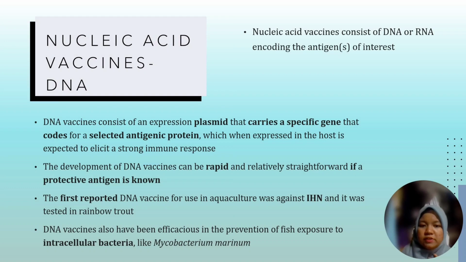We'll go further into the nucleic acid DNA vaccine, which consists of an expression plasmid that carries a specific gene that codes for a selected antigenic protein. The development of DNA vaccine can be rapid and relatively straightforward if a protective antigen is known. The first reported DNA vaccine used in aquaculture was against IHN, tested in rainbow trout. The vaccine has also been efficacious in the prevention of infection in fish exposed to the intracellular bacterium Mycobacterium marinum.